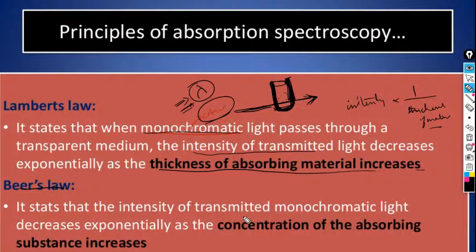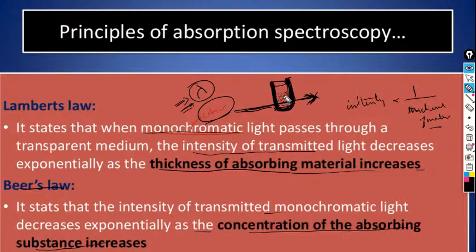Next, Beer's law. It says that the transmitted monochromatic light decreases exponentially with the concentration of the absorbing substance. So if I take the same test tube, now the thickness is not altered, now I am altering the concentration. If I make a saturated sodium chloride solution, will I be able to see the other side through the test tube? No. If I take a very dilute sodium chloride solution, which is almost transparent like water, then there can be visibility through the test tube.